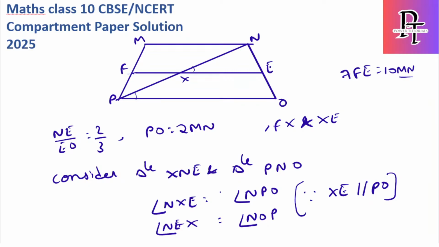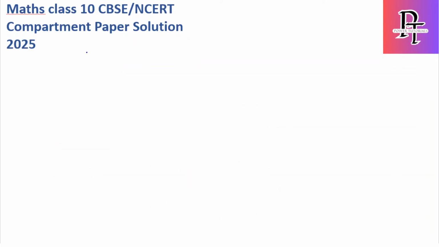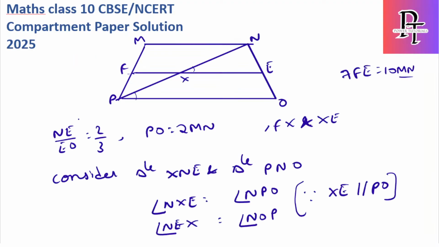As the lines are parallel, the angles are equal. Angles are equal, then I can simply say using AA similarity. Using AA similarity, if two angles are equal, then the triangles are similar. Triangle XE is similar to triangle PO.